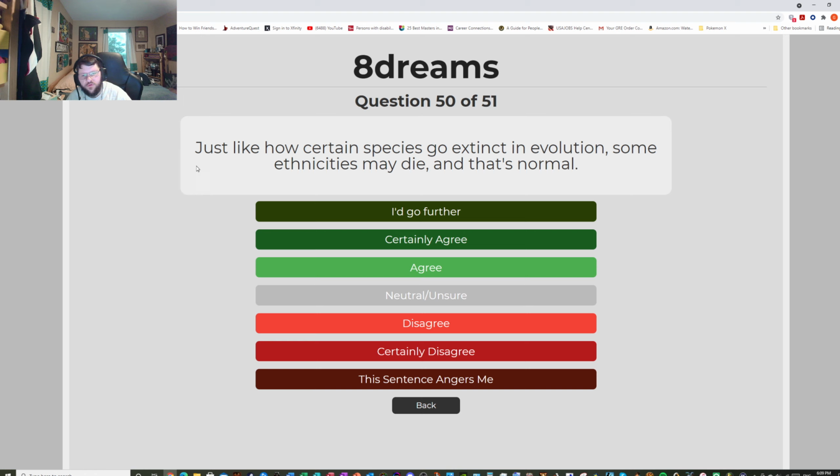Yep, I'd go further. Just like how certain species go extinct in evolution, some ethnicities may die, and that's normal. I don't like the idea of this necessarily. I think that certain cultures that are dying or dwindling and languages that are dying and dwindling need to be protected in their countries.